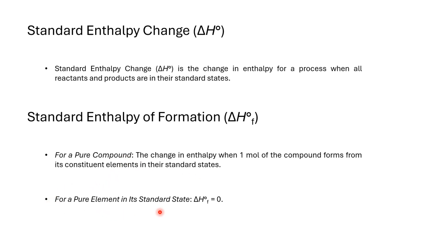For a pure element in its standard state, the delta H of formation is just 0. That makes sense. If you have a pure element, we're not creating or forming an element, right? Elements exist the way that they do. They exist naturally on this earth. There's no delta H of formation of an element because that element already exists, and we're not creating any elements here. So it only makes sense that delta H of formation equals 0.